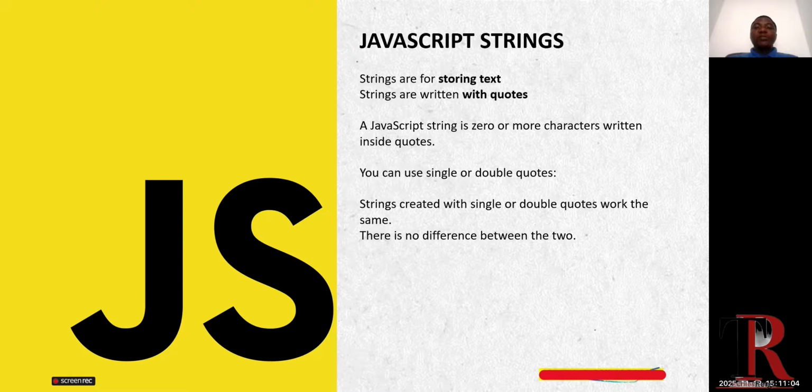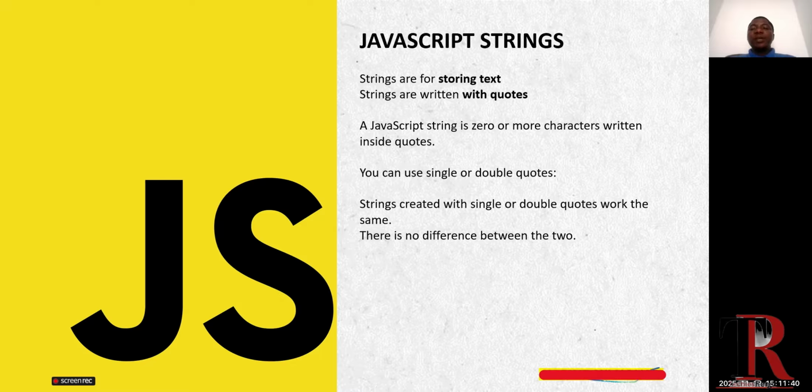Strings are for storing text. Like we have seen, strings are just characters. Your text could be a name, a city name, a location name, just about anything that you can think of. Strings are written with quotes, which means that for a character to be categorized as a string, it needs to be written with quotes. It could be either a single quote or a double quote.